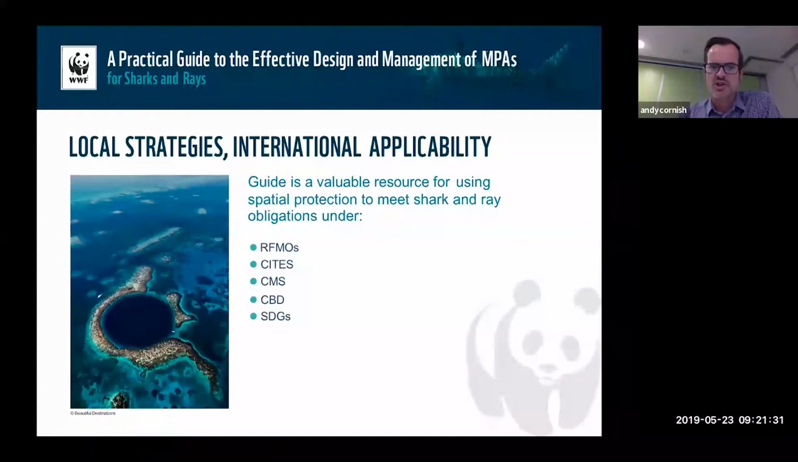So just in case you're wondering, for CITES, which of course is all focused on trade, for those species that a country decides that it still wants to export, they need to show that any fisheries and the trade is done sustainably. So spatial protection that can help contribute to the sustainability of the fishery would help contribute to a country meeting its CITES obligations.